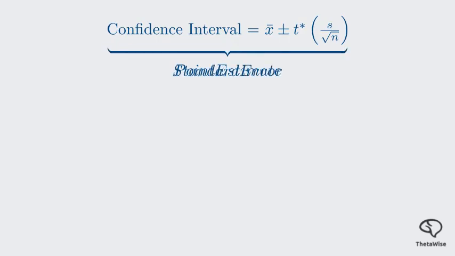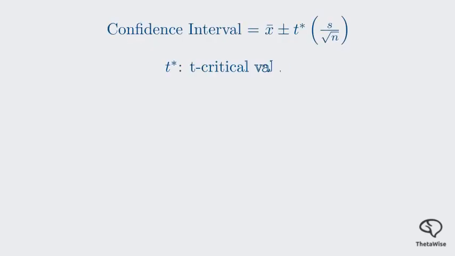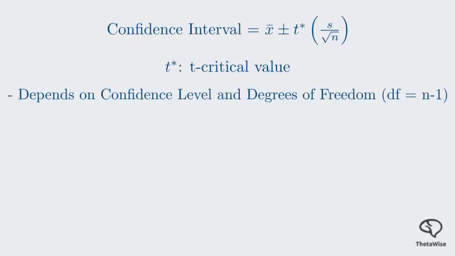X bar is our point estimate. S over the square root of n is the standard error, which measures the variability of our sample mean. The t-critical value, t star, is the multiplier that determines the width of our interval. It depends on the confidence level and the degrees of freedom, which is n-1. To find t star, we typically use a t-distribution table, or statistical software. You'll need to know the degrees of freedom and the alpha level, which is 1 minus the confidence level. For a 95% confidence interval, alpha is 0.05, and we look for the t-value that leaves 0.025 in each tail. Let's work through our first example.